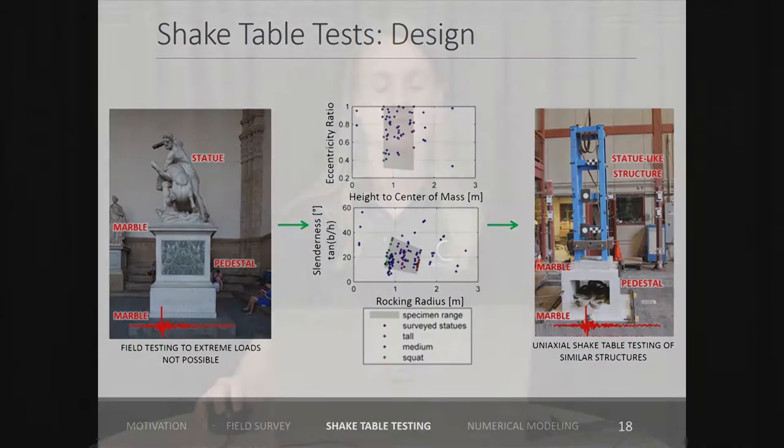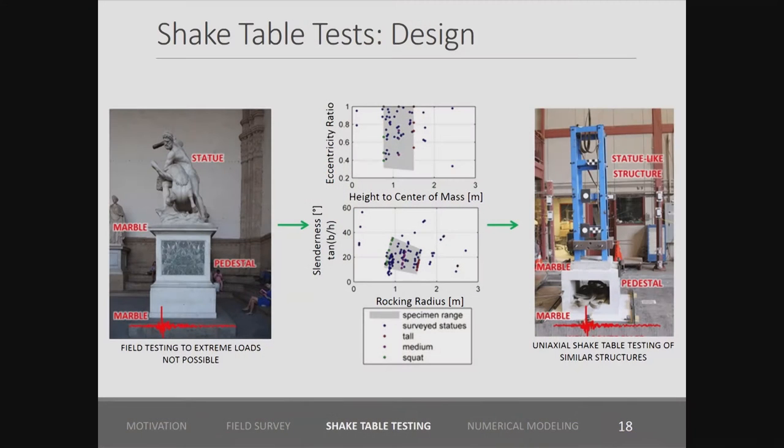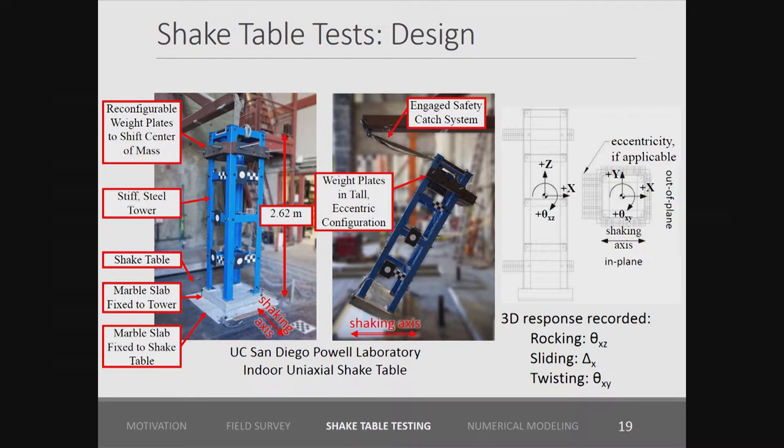This is shown in the central scatter plots in terms of size parameters, such as the height to the center of mass and the rocking radius, as well as with respect to aspect ratio and slenderness type quantities, where the range of the statue-like specimen is shown in gray, and the individual surveyed statues are overlaid and plotted in the blue data points. The stiff steel tower or statue-like specimen is shown again on the left-hand side. This was reconfigured with weight plates shown hung here in a tall and symmetric fashion, but which could be hung in a variety of symmetric and asymmetric configurations, accounting for both low and high center of masses.